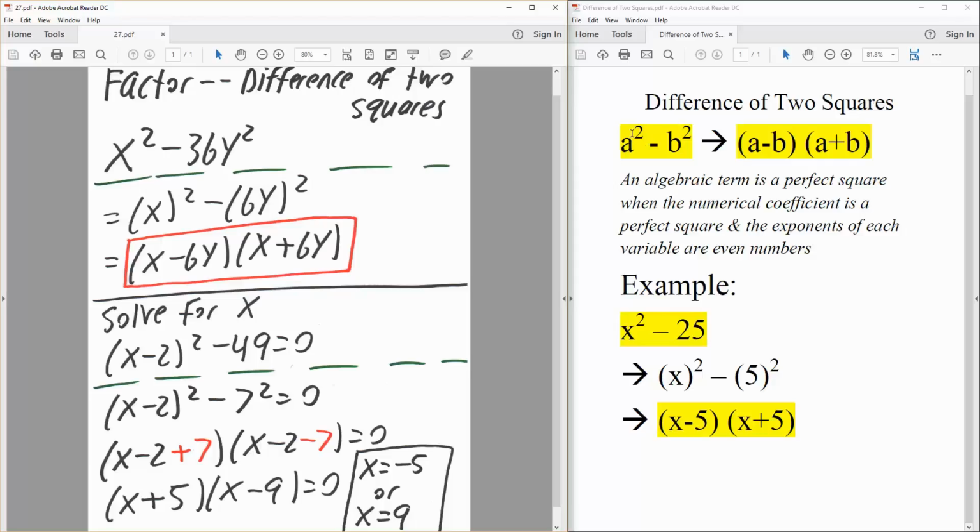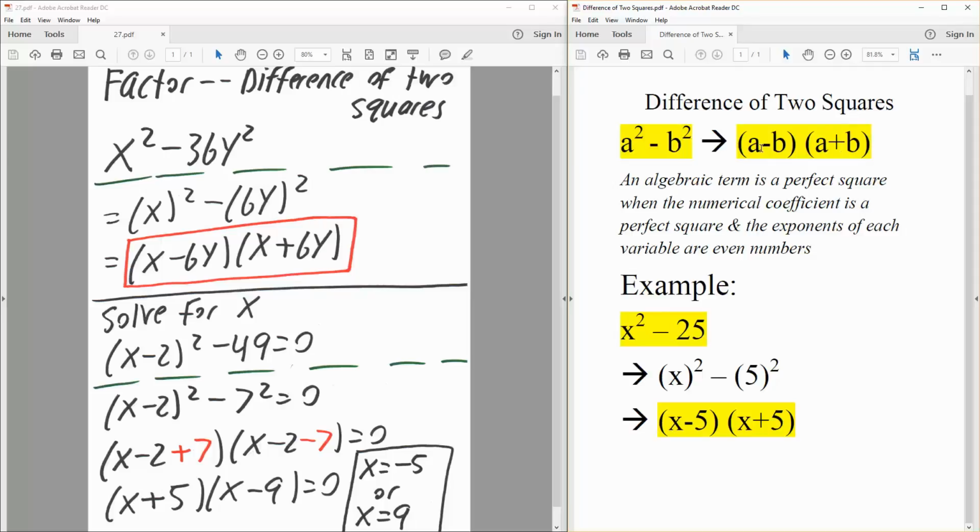So if we have a squared minus b squared, where both a and b are squared, we could say instead parentheses a minus b times parentheses a plus b. This would be in complete factored form.